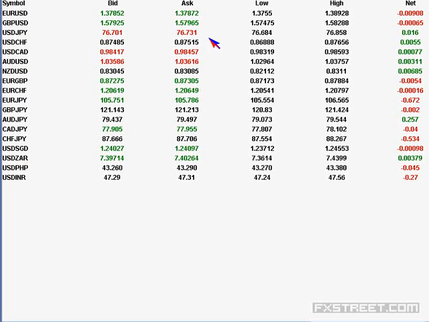Then in the case of yen, it is still hovering around this particular level, so there is no point in taking a position here. They are simply consolidating. In the case of CHF, they have not breached the high or the low.